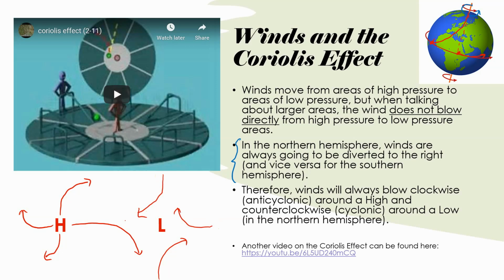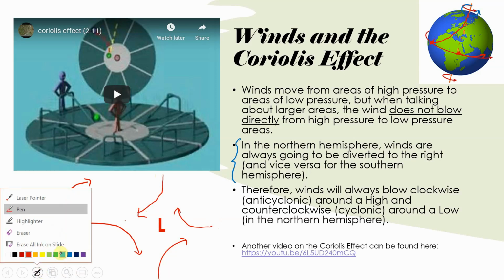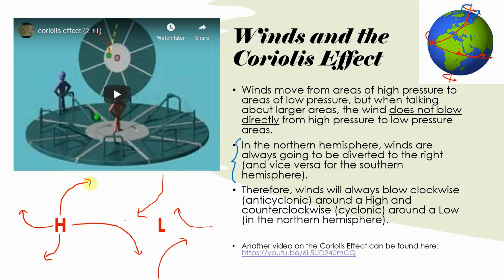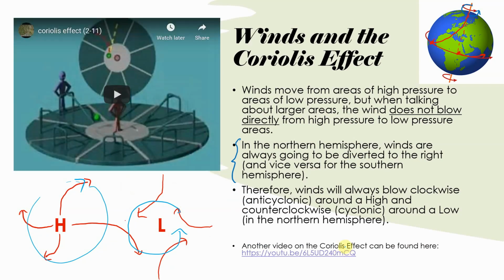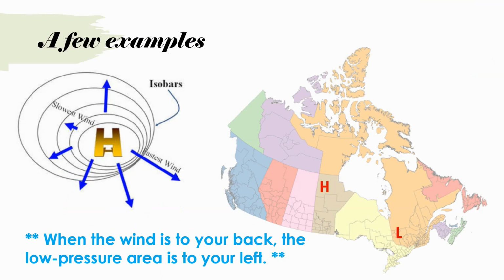And this is why we'll get, in general, clockwise winds going around a high pressure area. We can see here that they're all sort of generally flowing in this direction here. And in an area of low pressure, we're going to see that it's all going to generally move in this counterclockwise direction here. There is another link in the slides if you're interested in seeing another video that might explain it differently for you.